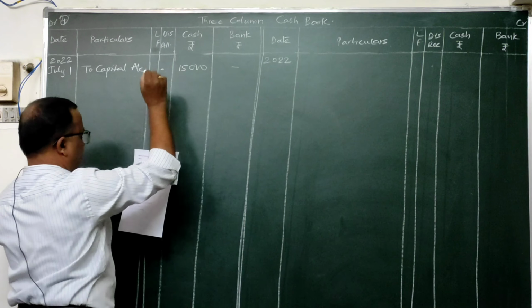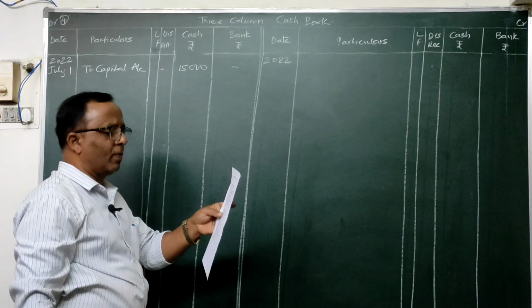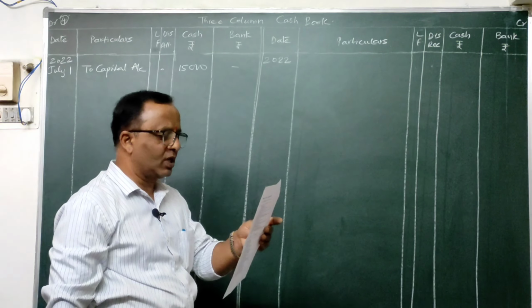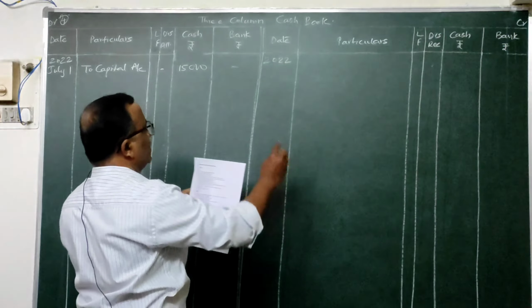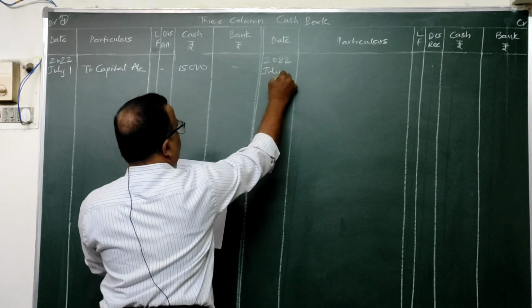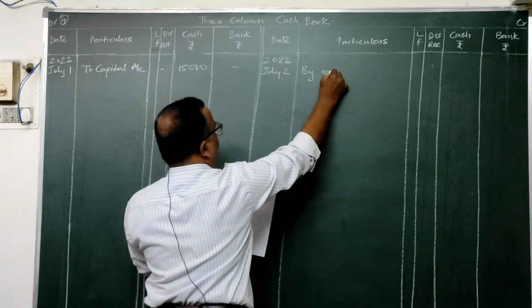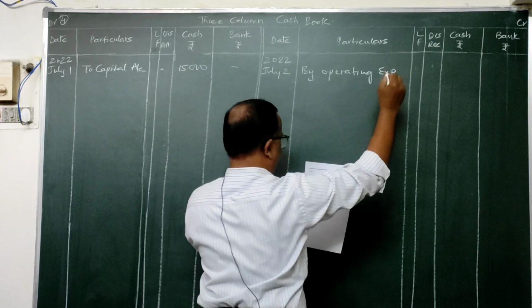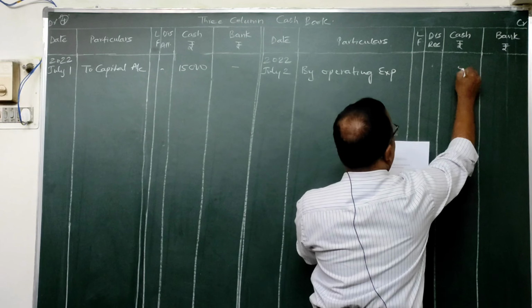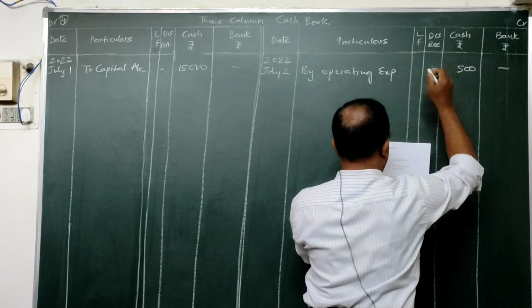Then again, second, incurred operating expenses. When operating expenses are incurred, your entry will be operating expenses account debit to cash. That is July 2nd. It will be by operating expenses 500.